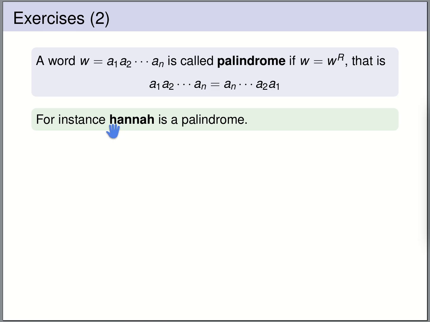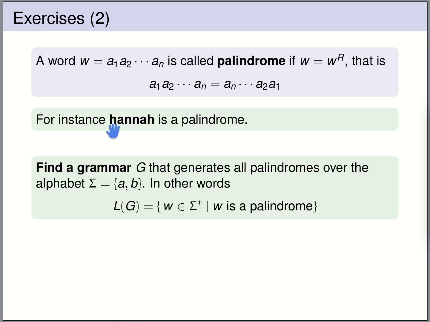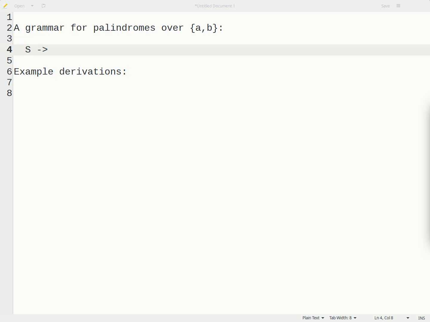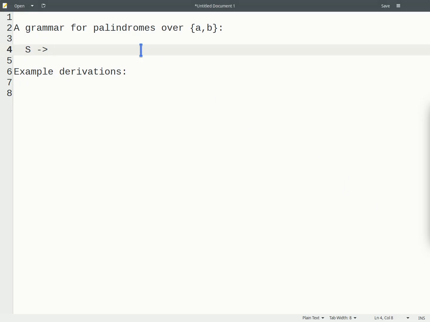Now, in this exercise, we are asked to construct a grammar that generates all the palindromes over the alphabet {A, B}. So we want the language of all words over {A, B} such that the word is a palindrome. So we want to have a grammar that generates words that read the same if you read them from the left or from the right. So the idea is simple, namely we generate at the same time the letter on the left and on the right, and we enforce them to be the same.